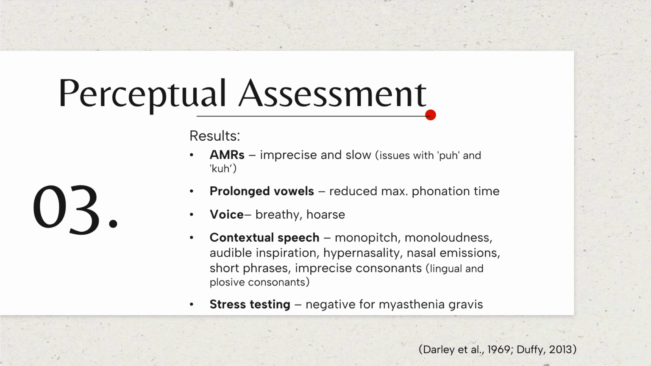The patient also exhibited significant imprecise articulation, including the lingual and plosive consonants. Lingual consonants are likely impacted by the hypoglossal nerve, while plosives are likely impacted by facial nerve damage, causing weak lip closure, which was also confirmed during AMR testing. Stress testing was also conducted, with results indicating minimal deterioration of speech, ruling out myasthenia gravis involvement.